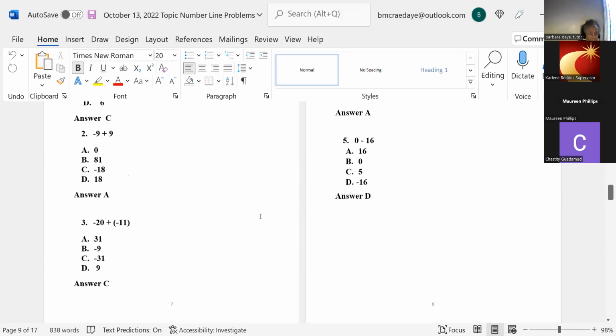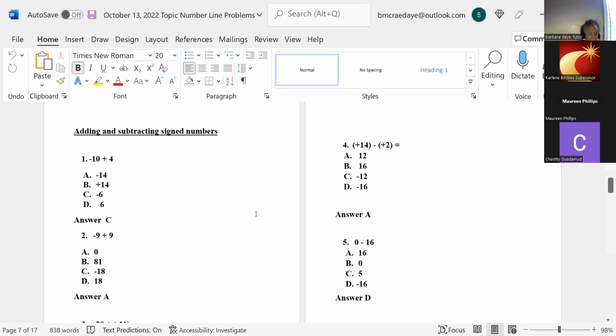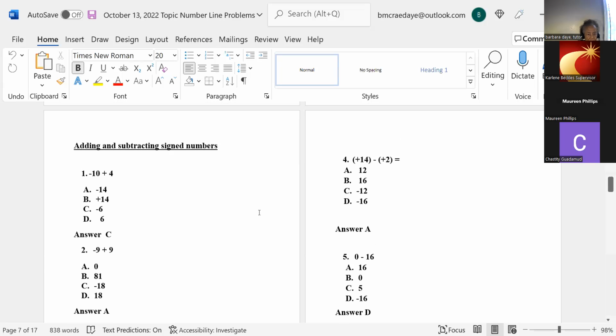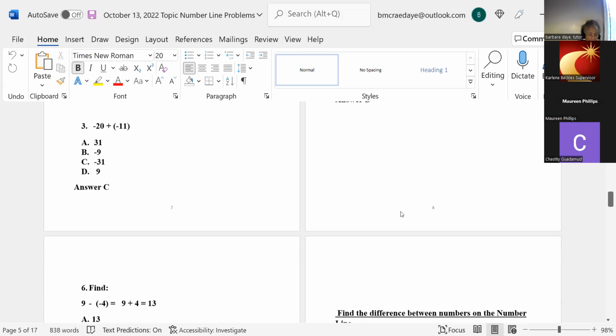Now let's go back up. Okay, like D. This says 0 minus 16, right? So that's a plus. So that becomes a minus. So 0 minus 16 gives you the minus 16. And of course this one, 14 minus 2 is just 12. Okay. All right. Now let's go down.